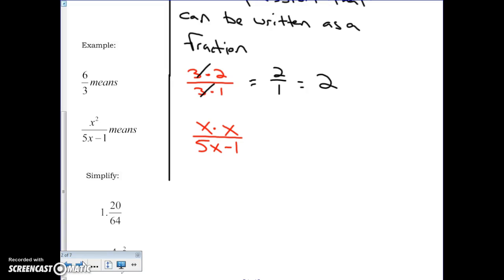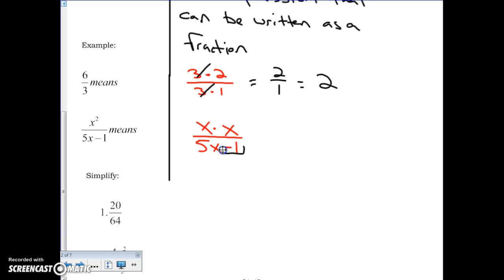We cannot cancel these x's out, because in the numerator we have x times x, whereas in the bottom we have 5 times x minus 1. This part right here prevents us from being able to cancel out those x's, okay? So if they're separated by a plus or minus sign, you may not cancel them out, okay? So that's going to be very important today. We'll see this in more examples, okay?